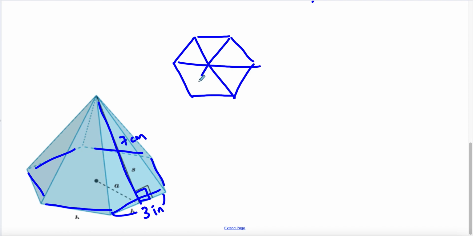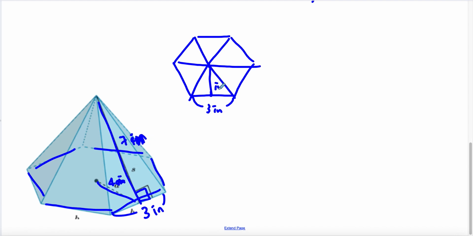We know that a hexagonal shape has exactly the same triangle, 6 of them, right? And we know that this is 3 inches, and you also need to be given the apothem, the length from the middle to the side, which should be given to you. Let's suppose that is 4 inches. Everything is inches, sorry.